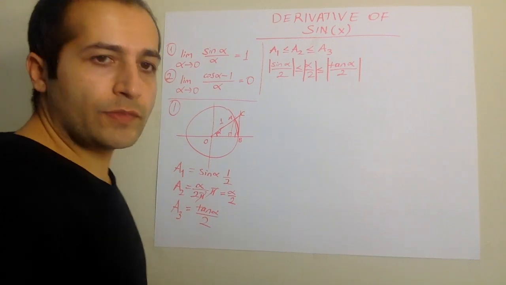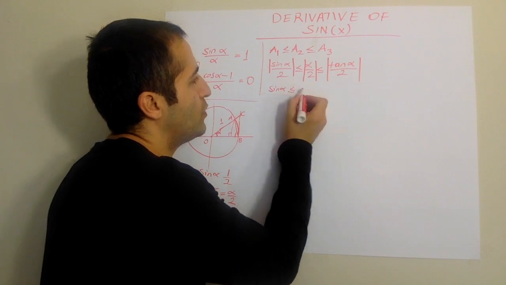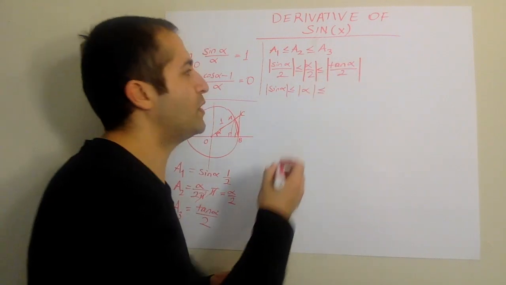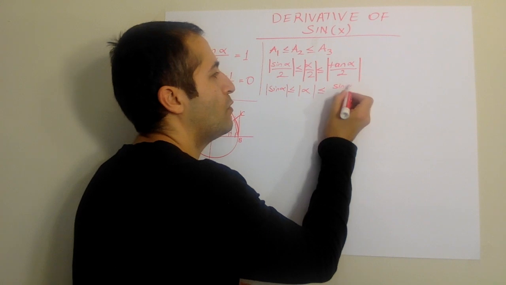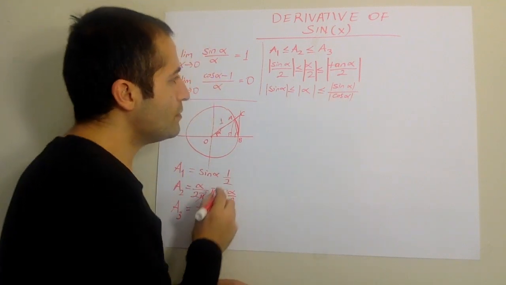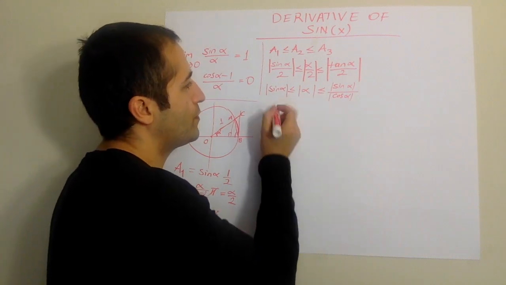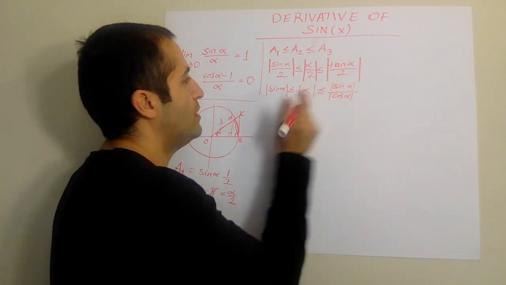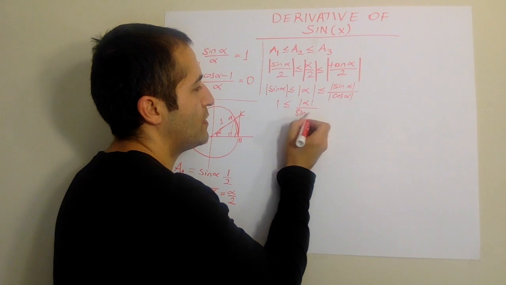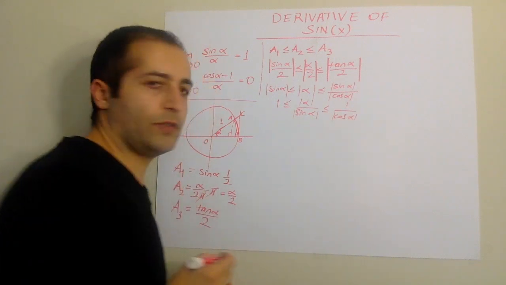So what can we do right now? We can multiply by 2, so we get the absolute value of sine alpha less than or equal to the absolute value of alpha, and that's less than or equal to tangent alpha, but instead of tangent alpha, I'm going to write down sine of alpha divided by cosine of alpha in absolute value. And you can divide by the absolute value of sine of alpha, so you find 1 less than or equal to alpha divided by sine alpha less than or equal to 1 over cosine alpha in absolute values.